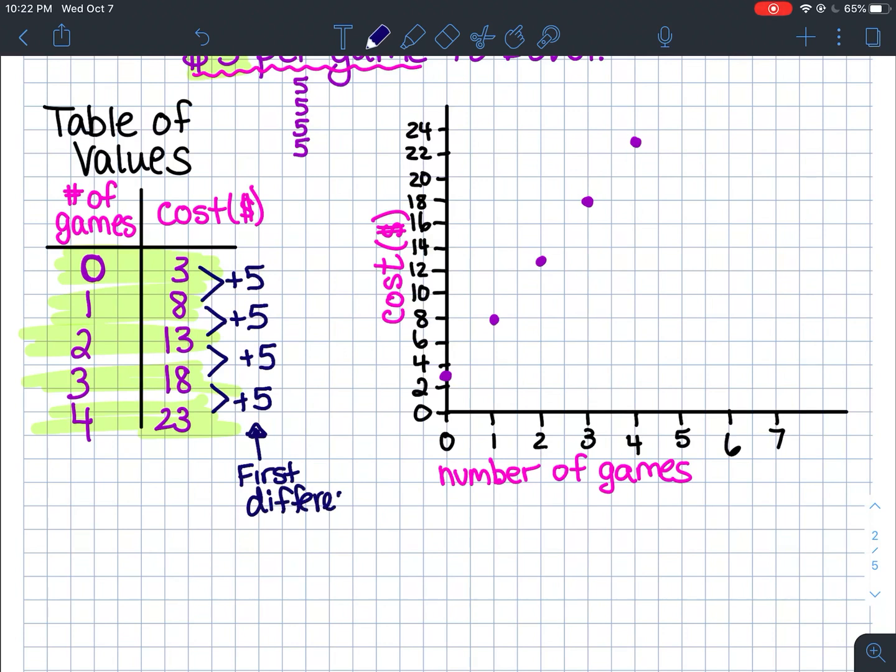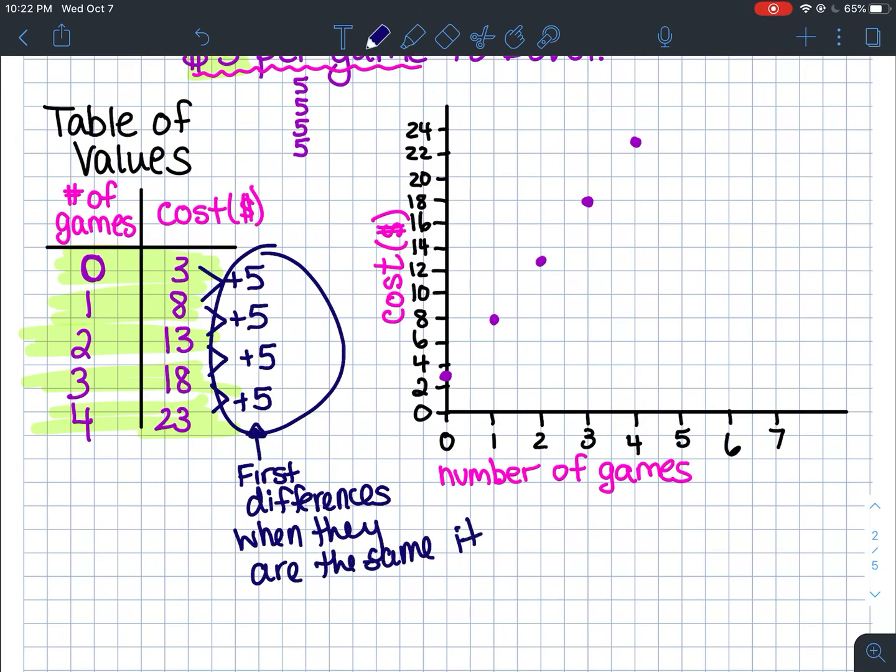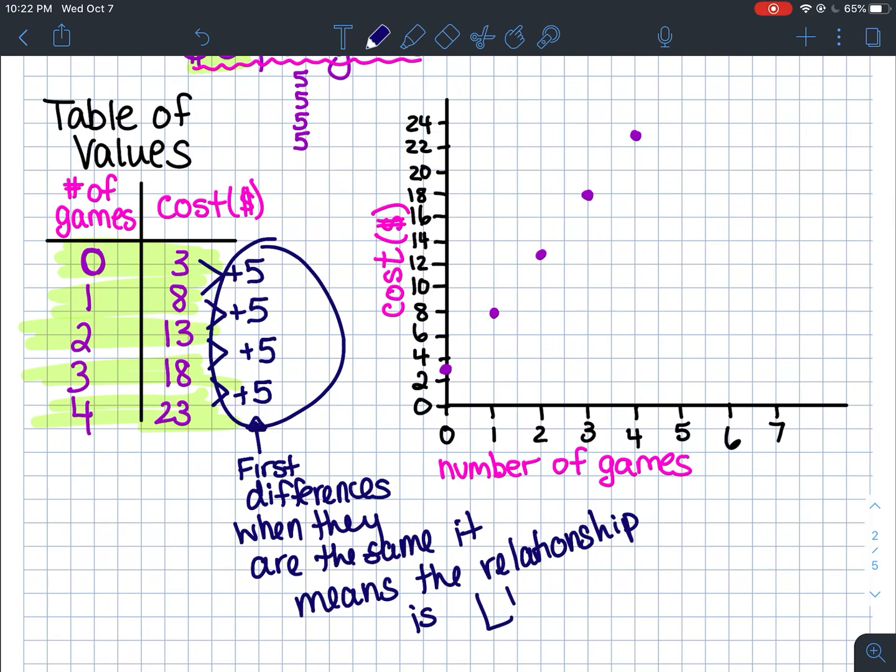And guess what? When they are all the same, like these are, it means the relationship is linear, which means a straight line. And you can see these totally form a straight line.